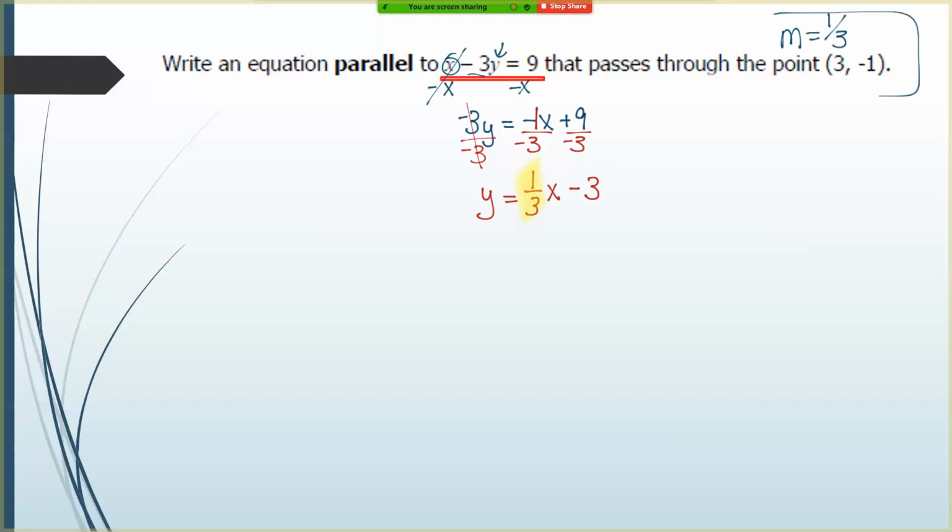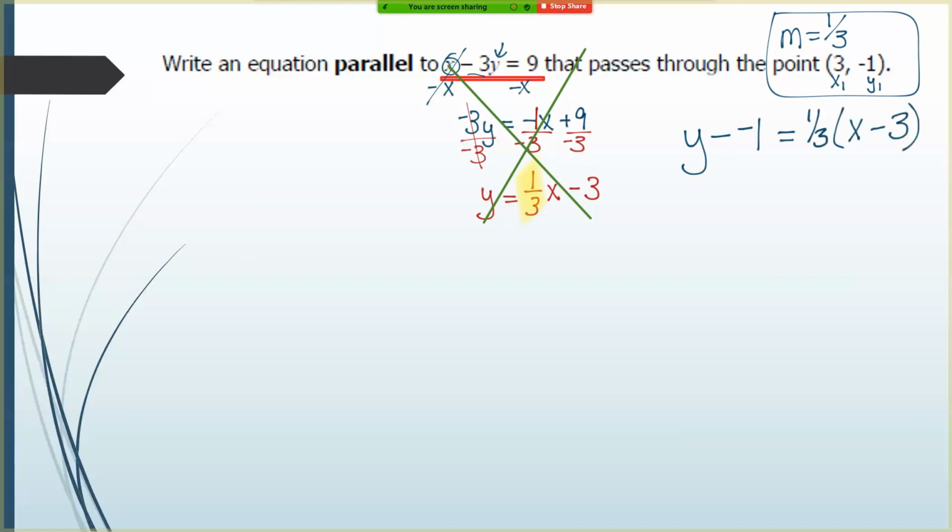And then I'm going to use this point we were given. So we're forgetting everything about what we just did. None of this stuff here matters. So we stole the slope of 1/3 because it's parallel. And then we're going back to the original. We want the point they gave us, 3, -1. So I'm going to label my point x1, y1. And then I'm plugging into point slope form. Y minus y1 equals m times x minus x1, which is 3.